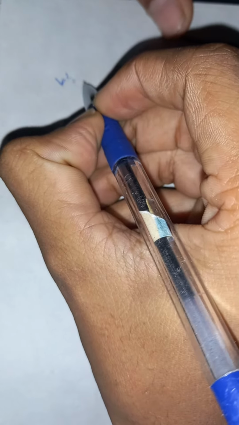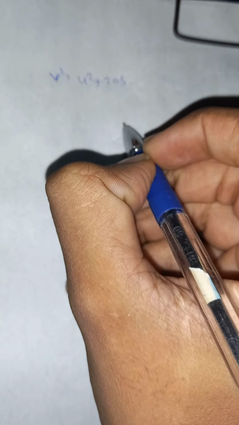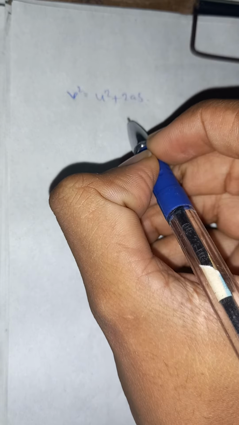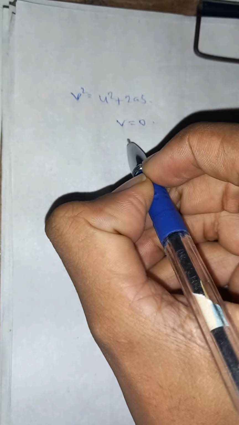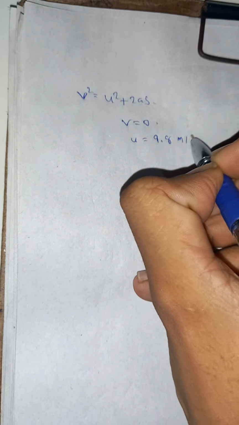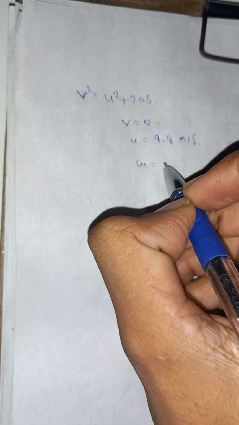we know the equation v square is equal to u square plus 2as. The final velocity of this body v equal to 0 and initial velocity u equal to 9.8 meter per second, and friction is 0.5.